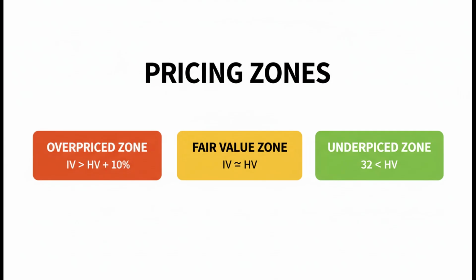Conversely, when IV is lower than HV, the market is complacent, expecting price action to calm down despite recent swings. Here, option premiums are theoretically undervalued. If you believe the stock will continue to move aggressively, this provides an opportunity to buy volatility at a discount.